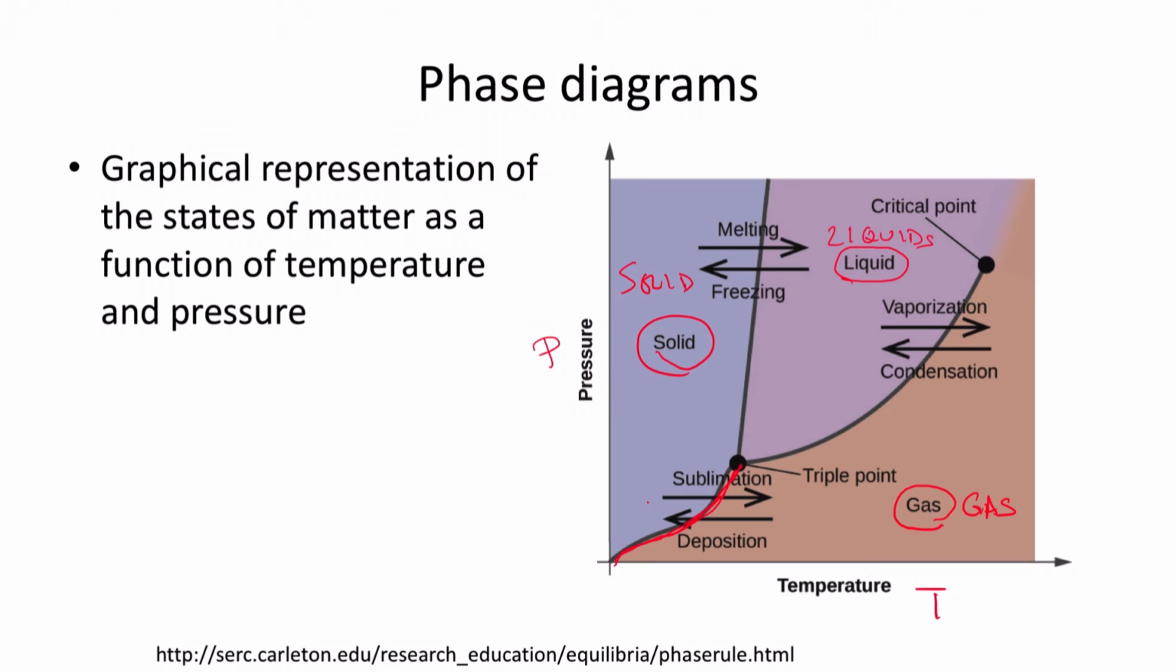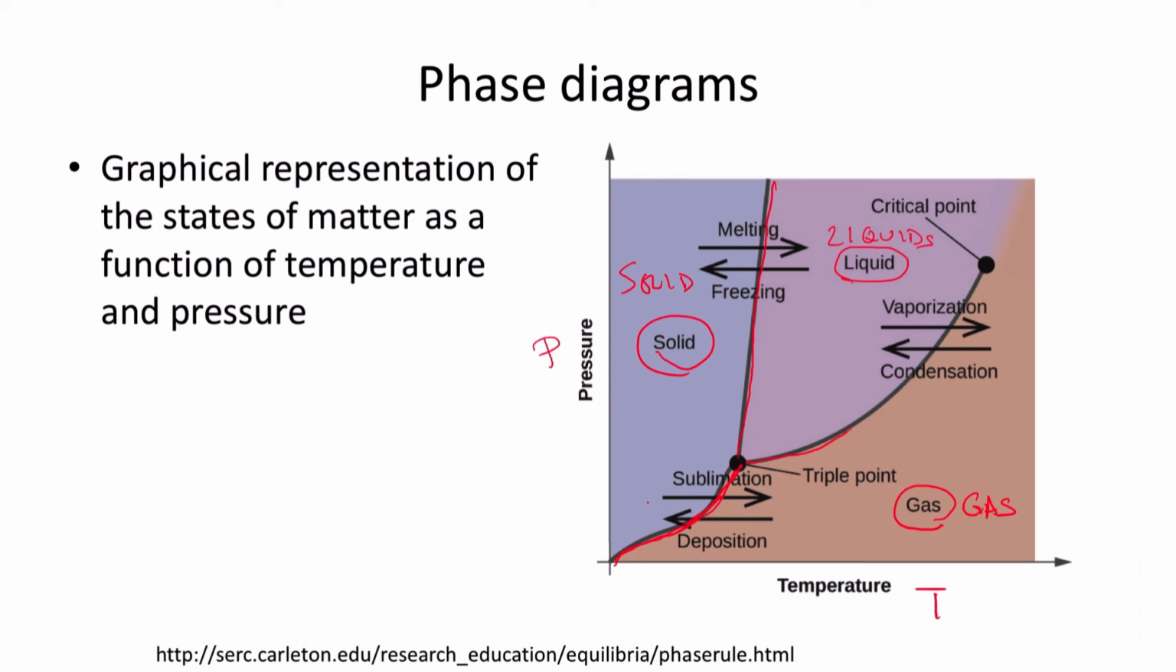Similarly, if I go along this line here, this represents the boundary between solid and liquid. So if I go from solid to liquid, from left to right, that's melting. And if I go from liquid to solid, right to left, that's freezing.